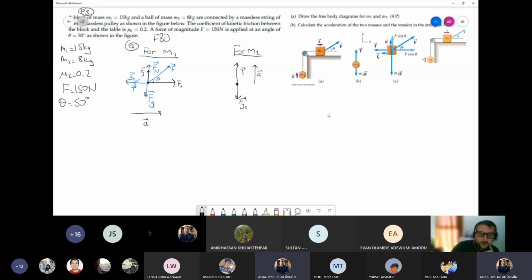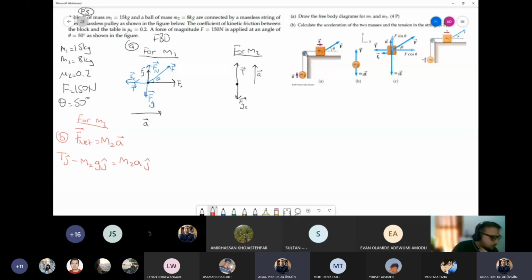Okay, now let's continue to solve it. So how can you solve it? First, let's do it for the M2. For M2, write Newton's equation. So part B, F net is equal to M2A. Okay, for M2 first. So what are the forces? There are only two forces, T j hat minus M2G j hat equal to M2A j hat, and A is also positive.